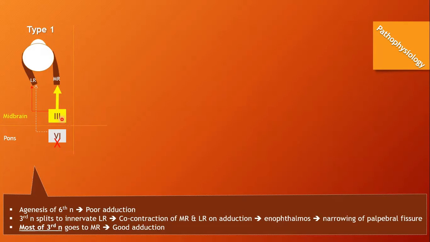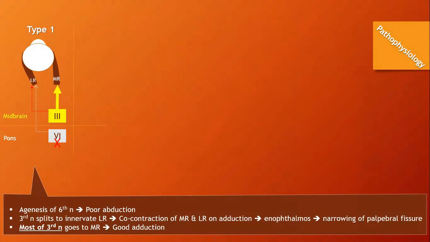In type 1, as Dr. Hasika said, there is agenesis of the sixth nerve nucleus. That's why I draw a red cross on the sixth nerve nucleus. So it's not functioning properly. The sixth nerve is hypoplastic, and the lateral rectus doesn't receive supply from the sixth nerve. So due to agenesis of the sixth nerve nucleus, we get poor abduction. If you remember type 1, we have poor abduction.